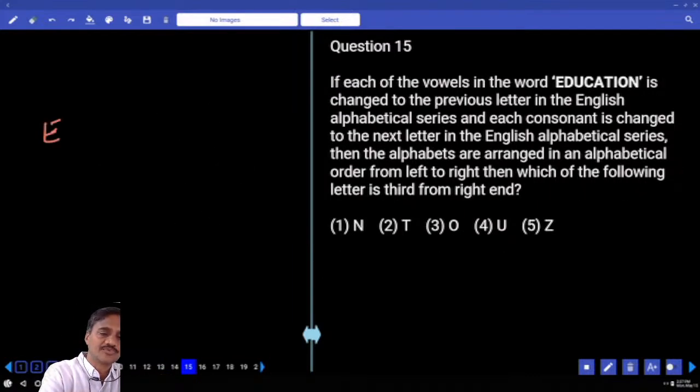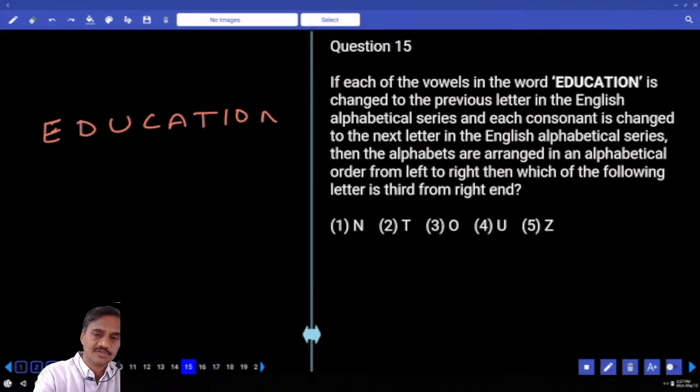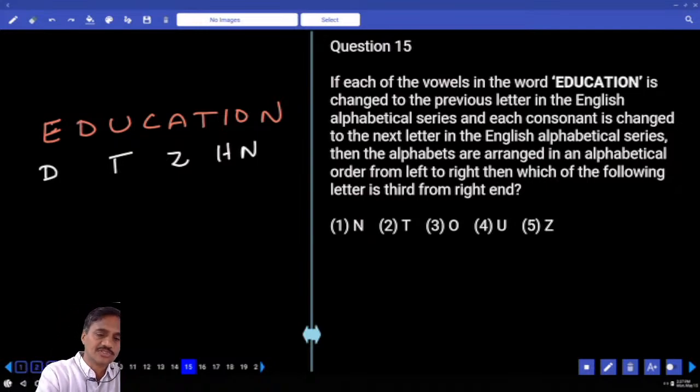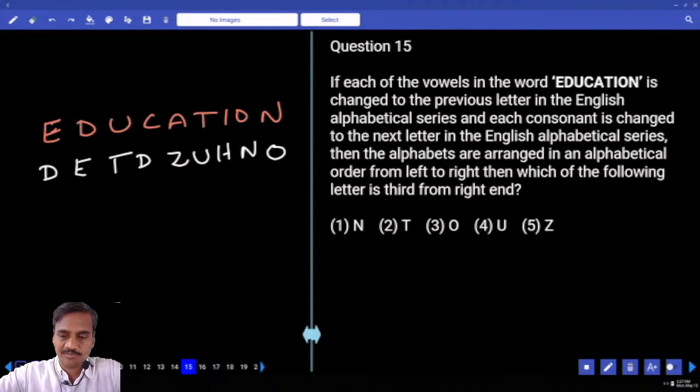Now in this question number 15, what is the word we have? Education. E-D-U-C-A-T-I-O-N, education. Now in this, each vowel in the word education is changed to the previous, and each consonant is changed to the next letter. So E becomes D, U becomes T, I becomes H, and O becomes N. Consonant next letter, vowel previous.